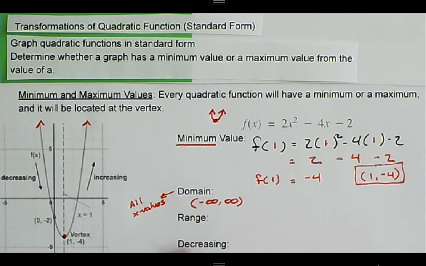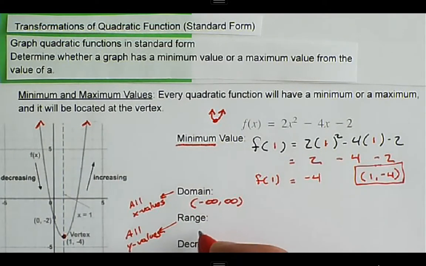For the range, because we have a minimum down here, the lowest value, we have a bottom. So the bottom is our y value, is all y values. So the lowest y value you can have is negative 4, and then it's going to go up all the way to infinity. But the negative 4 is included because we can have a point that goes down there to negative 4, and then it goes up to infinity.